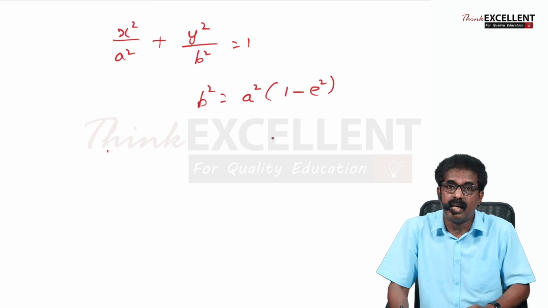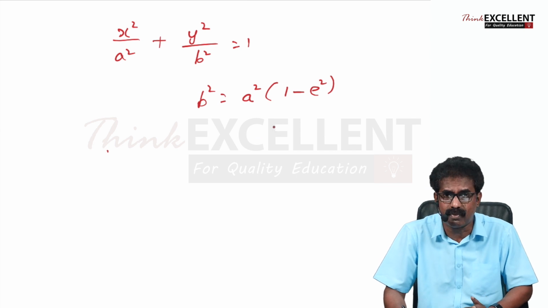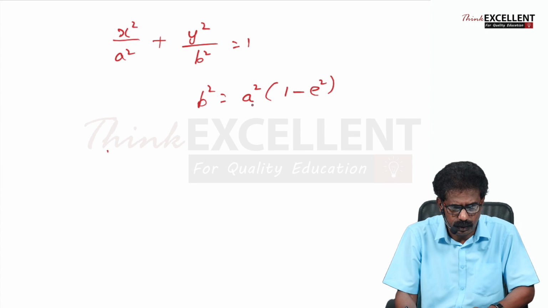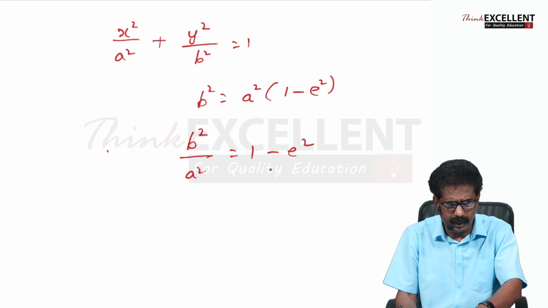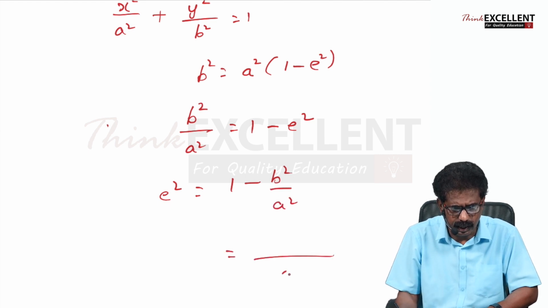And from here, we try to find a formula for e also. So once you know a and b, you substitute and find out. But if you take it as a formula, you can save time, right? So bring that a square down. So b square by a square equal to 1 minus e square. Bring that minus e square to the left side. So e square equal to 1 minus b square by a square. You take LCM, a square LCM. So you are getting a square minus b square.